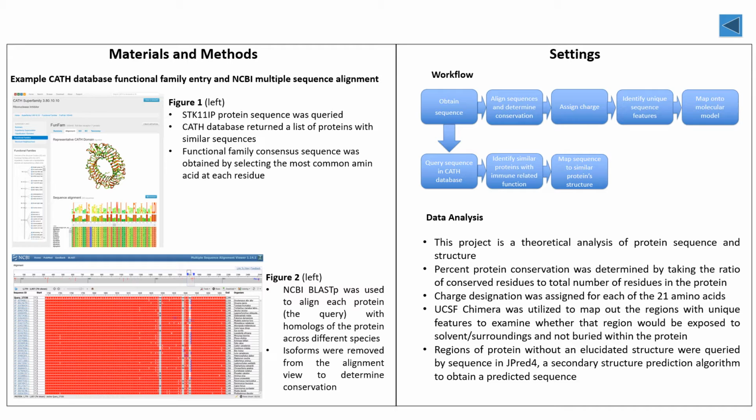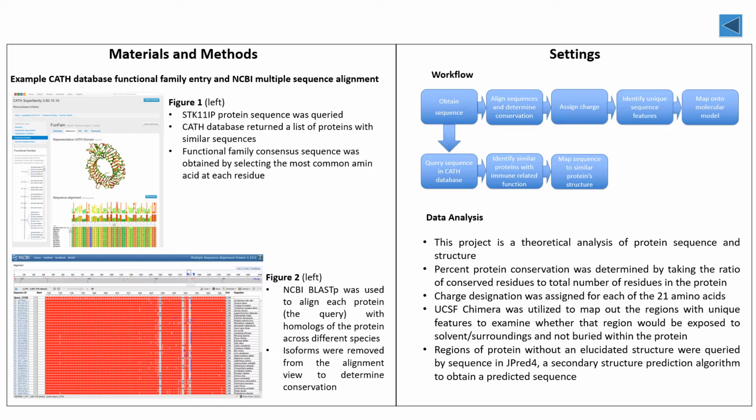And then after that, we assigned each amino acid residue in every protein a charge designation: positive, negative, polar, and non-polar neutral. We then used that to look at charge concentration in certain areas of the protein, as well as concentration of particular amino acids in the protein. And that's what we used for our sequences of interest. We took those sequences and mapped them onto the protein structure using UCSF Chimera molecular modeling software.